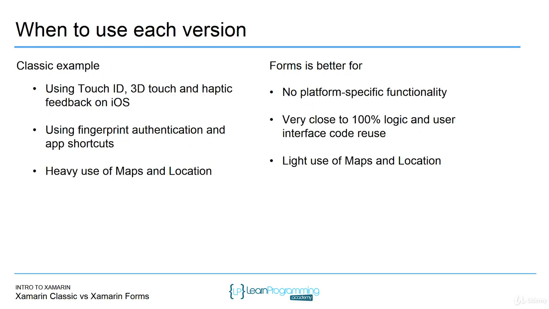Let's talk about an example, and these are the actual apps that we're going to be building throughout the course. In the case of Xamarin Classic, we're going to be creating an app that is implementing things like Touch ID and 3D Touch and haptic feedback on iOS. These are platform-specific functionalities. And on Android, we're going to be implementing finger authentication and app shortcuts, again, platform-specific functionality. This app is also going to be using maps and location very heavily.